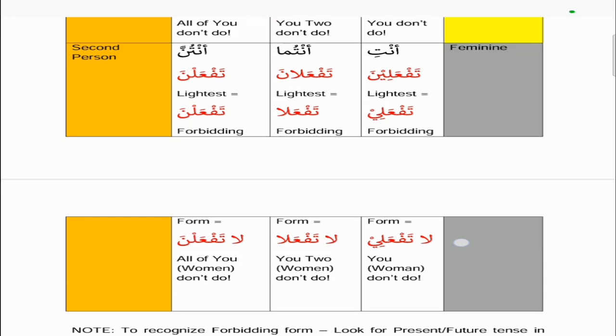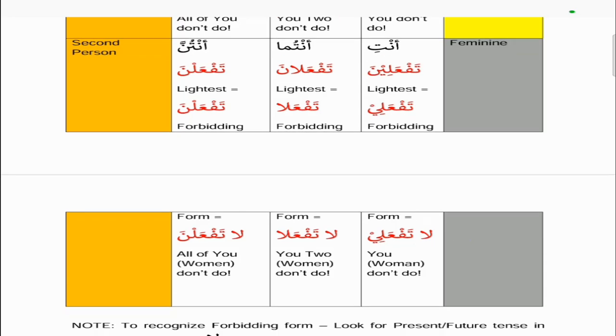Because we're forbidding. And then the next is anti, which is when we're forbidding a single female. So it's taf'alina, which is the original, which means you woman did or do. And the lightest version, because it's an "any" combination of ya and noon, we just take the noon off, so it becomes taf'ali. And then because we're forbidding, we put the la in front of it, so it becomes la taf'ali, which means you woman don't do.